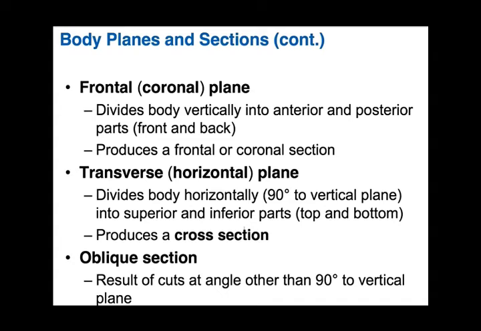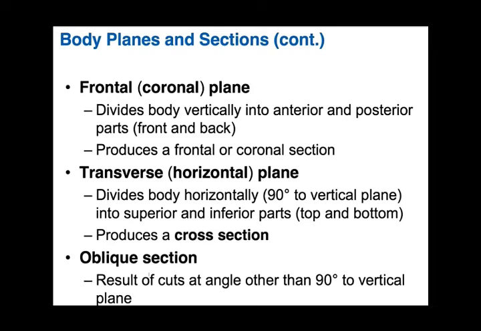Then we talk about the next plane, the transverse or horizontal plane. It is clear that it divides the body horizontally, at 90 degrees to the vertical plane, into superior and inferior parts. The frontal plane was dividing into posterior and anterior parts, and the transverse plane divides into superior and inferior parts. It generally produces a cross section for observation purposes also. When slides are made, this transverse plane is mostly used.